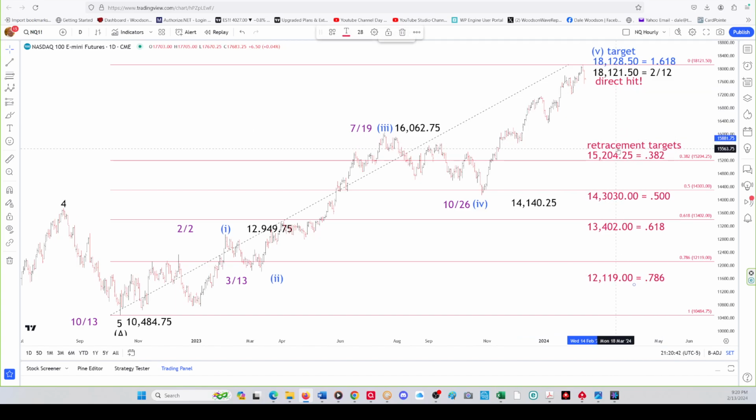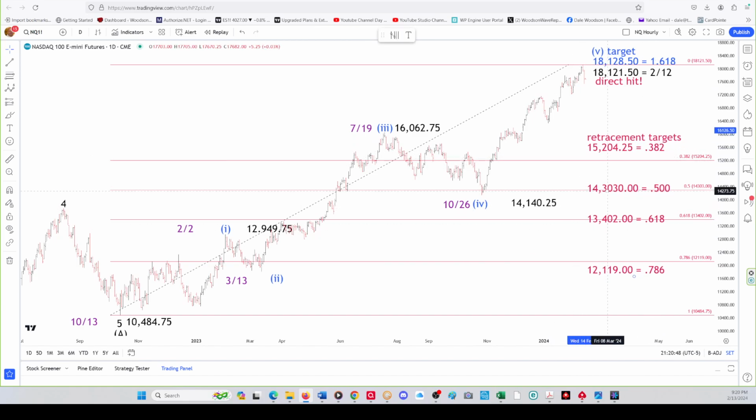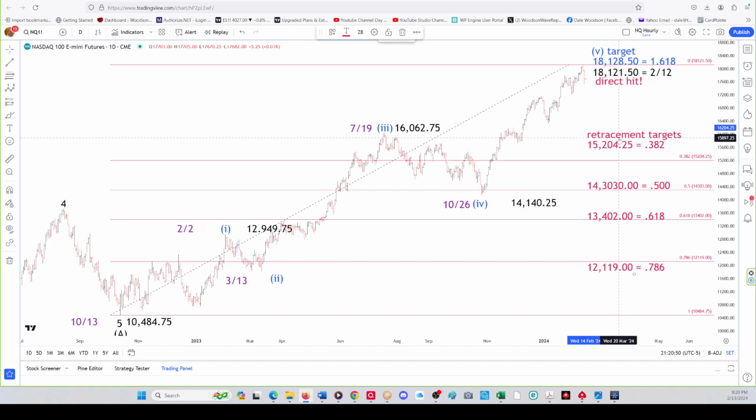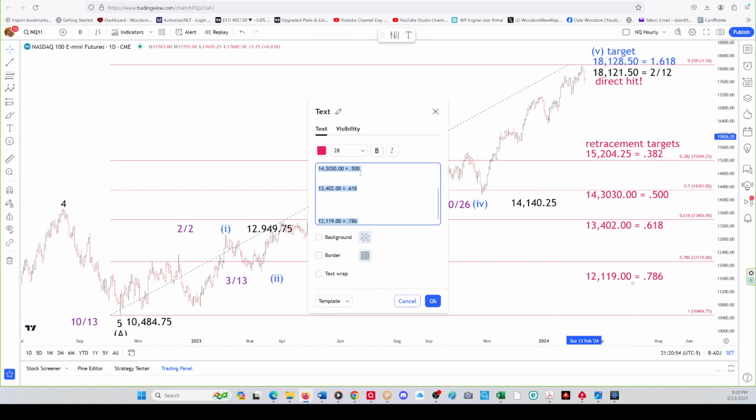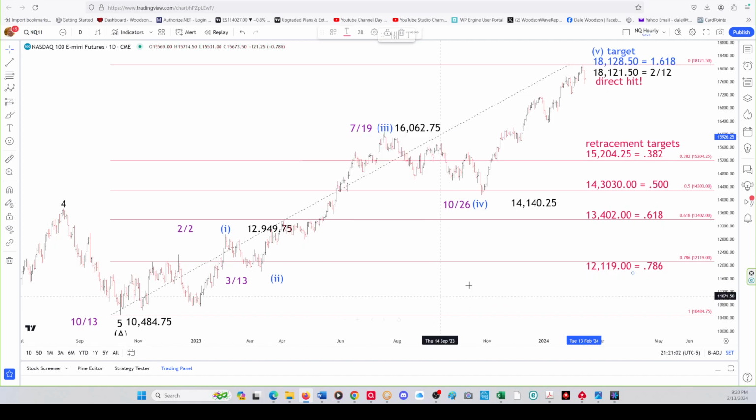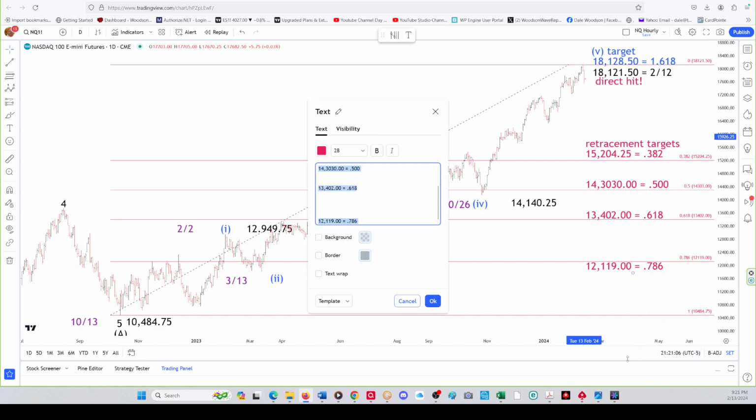Here are the retracement targets. You can see the 15,204 is the 382, the 14,330 is the 500. Let me fix this so it lines up. Let me move that 500 up. There we go. Okay, the 618 is 13,402 and the 786 is 12,119.